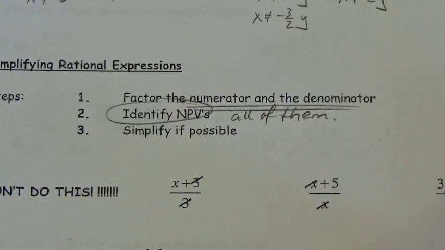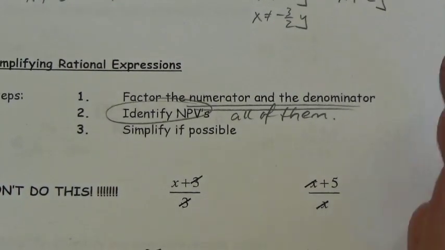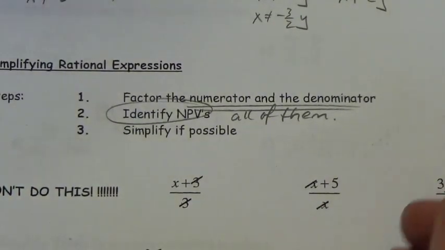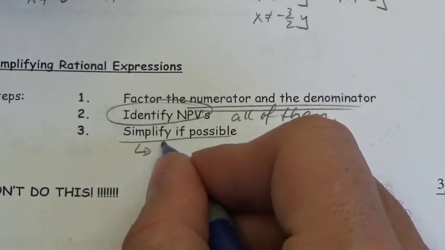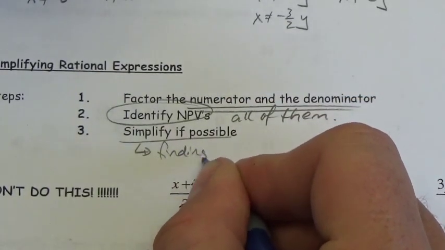However, as I go through this, I will repeatedly mention that at times we're going to state non-permissibles when it's not absolutely necessary to do so. So I can differentiate when it is necessary to do so. Then we're going to simplify if possible, and really what this means is finding the ones.